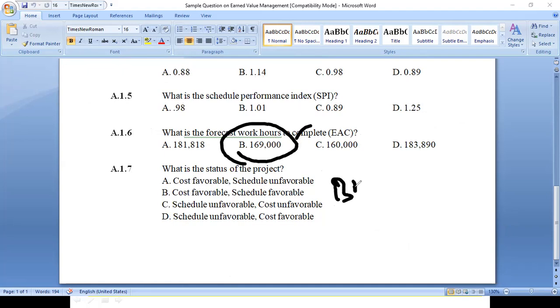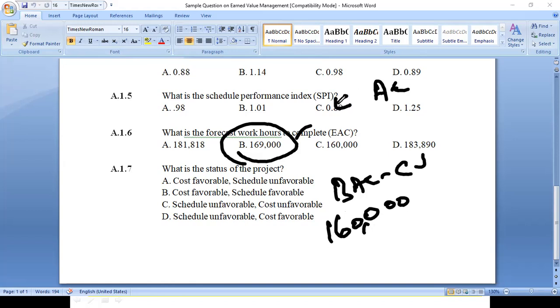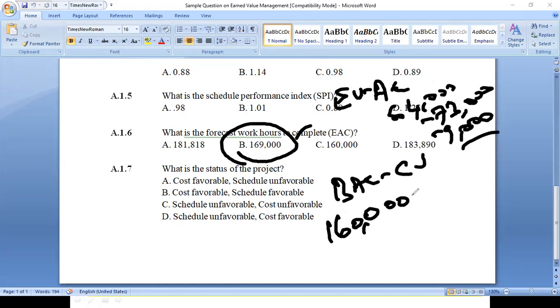So we have used the formula BAC minus CV, where BAC was 160,000, right? For CV, EV should be subtracted from actual cost. Sorry, actual cost subtracted from EV. So our EV was 64,000 and our actual cost was 73,000. Right? So what is the value we're going to get? Minus 9,000. So minus 9,000 you need to bring here, so it becomes 169,000.